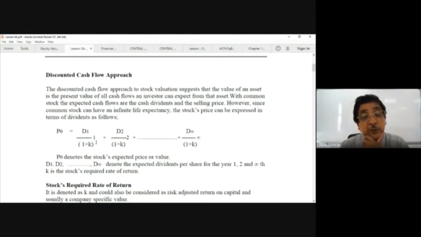Now you can just look at the way it goes. If you have D3, then the third term would be D3 divided by 1 plus K to the power 3. So likewise it goes on. And the last one, the nth year, would be Dn divided by 1 plus K to the power n.